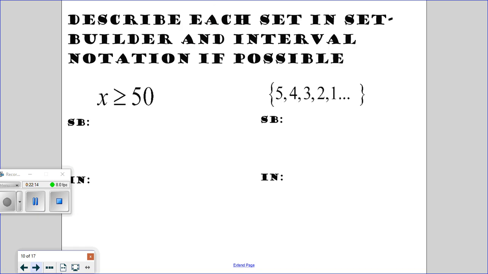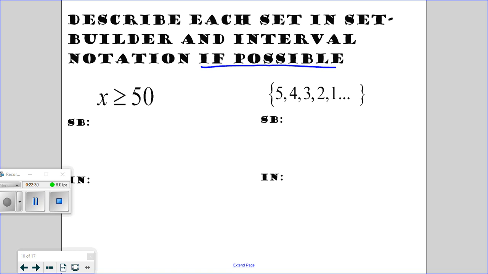First of all, practicing. These are the directions you guys are going to see today. Let's talk about those directions. Describe each set in set builder and interval notation. So those two different styles that we just learned. If possible. Let's talk about that phrase right there. If possible.